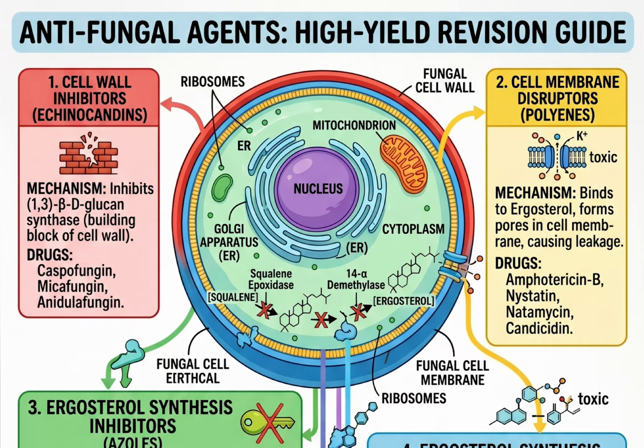Second is cell membrane disruptors. Polyenes are the antibiotic class which disrupt the fungal cell membrane by binding to ergosterol. They form pores in the cell membrane of fungi, causing leakage of the contents and cell death of the fungi. These drugs are amphotericin B, nystatin, natamycin, candicidin. Amphotericin B is the drug of choice for systemic fungal infections. Systemic mycosis के लिए ये drug of choice है. Amphotericin B was also the first drug used in systemic mycosis.